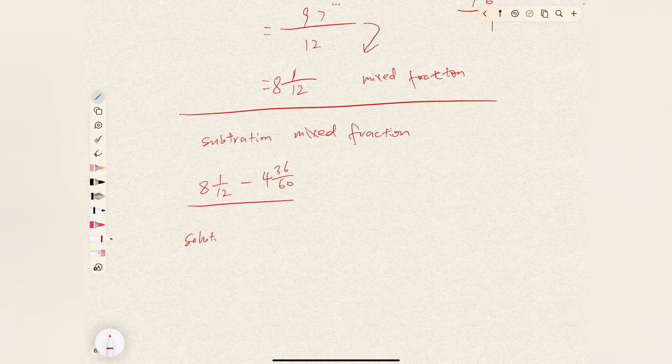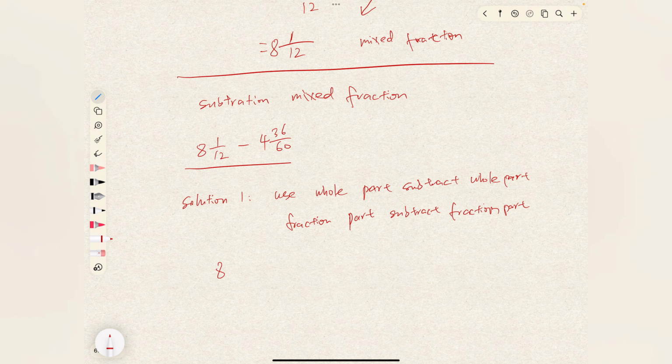Solution 1: use the whole part, subtract the whole part, and the fraction part, subtract the fraction part, which is 8 1/12 minus 4 36 by 60. It will give us 8 minus 4 plus 1/12 minus 36 divided by 60.